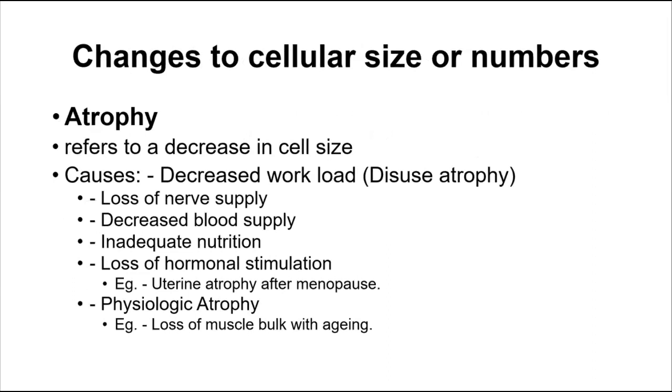For example, just try to compare. If you work out for so long, you will notice that the muscles of your arm get bigger. But if after that, for many years, you no longer do the physical activity and you no longer exercise, you will also notice that there is a decrease in the density or mass of your muscle. Or it could be a loss of nerve supply, for example in cases of stroke patients, or decreased blood supply within the tissue, or inadequate nutrition, or loss of hormonal stimulation, or it could be just a physiologic atrophy brought about by aging.